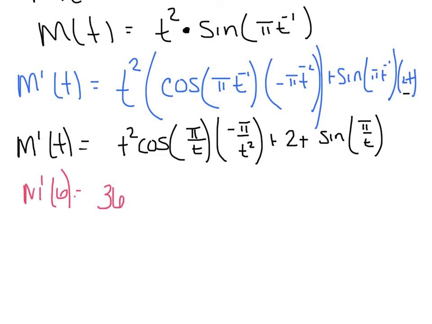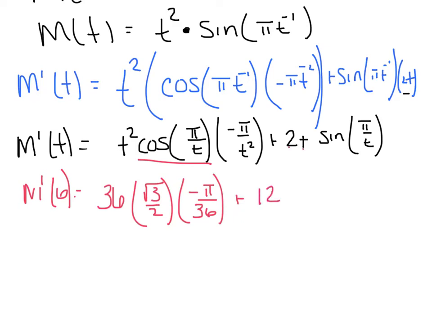So that's 36. I get the cosine of pi over 6, which is, of course, the cosine of 30, which is radical 3 over 2, times negative pi over 36, plus 6 times 2 is 12. Sine of pi over 6 is 1/2. All right, so 36 and 36 cancel, so I basically get negative pi radical 3 over 2, plus 6. Now the question is, who's bigger? Is the 6 greater, or is the negative pi over 2 times radical 3 bigger?